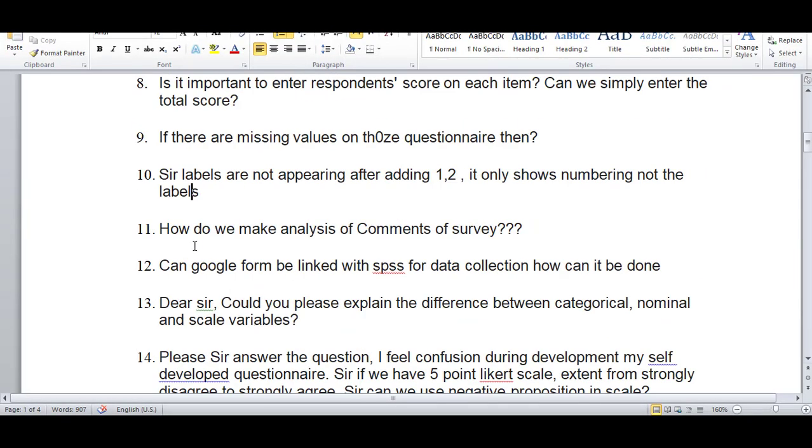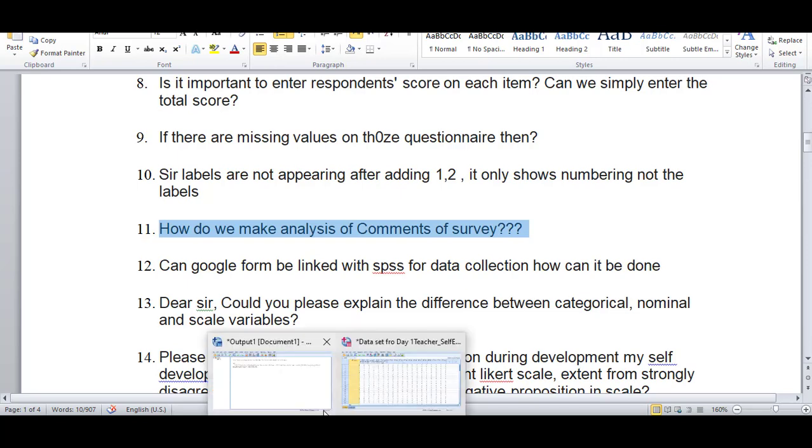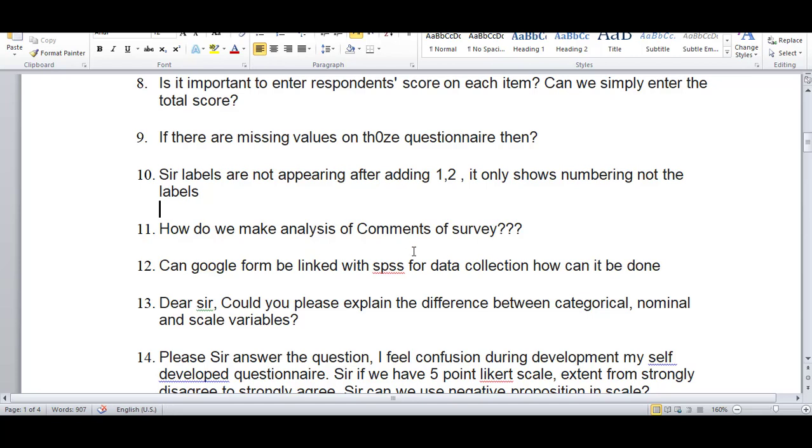Number 11, how do we analyze comments of a survey? SPSS only provides analysis for numerical data. If comments are in text form, opinion form, open-ended form, then you cannot do the analysis in SPSS. You have to do it manually. However, SPSS can provide the frequencies. Frequencies means how many people give these comments, using a simple frequency distribution, which I already explained in the first step. But if there are text or open-ended comments, SPSS cannot analyze them.